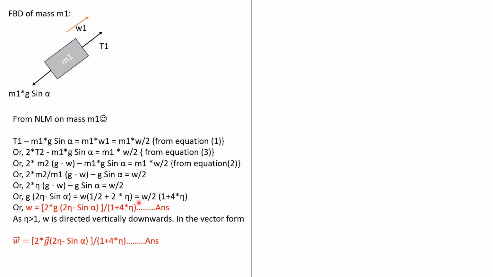If you notice, this expression on the right side will always be positive. It means the direction of W which we selected, downward, along the direction of the gravitational acceleration, is correct. So in the vectorial form, we can write W vector equals 2 into G, G is downwards, times (2n minus sine alpha) divided by the remaining terms. So this is your answer.